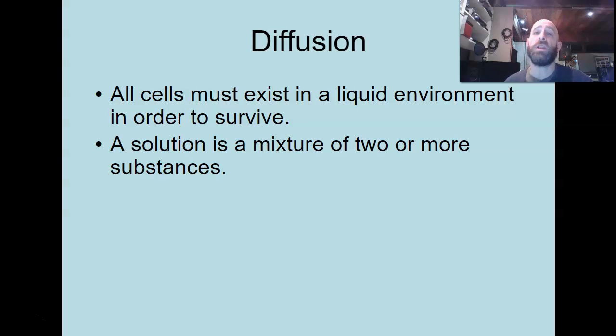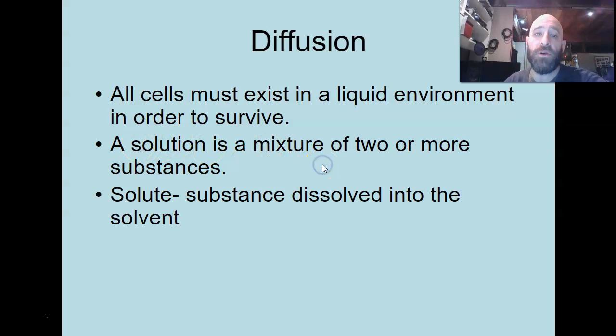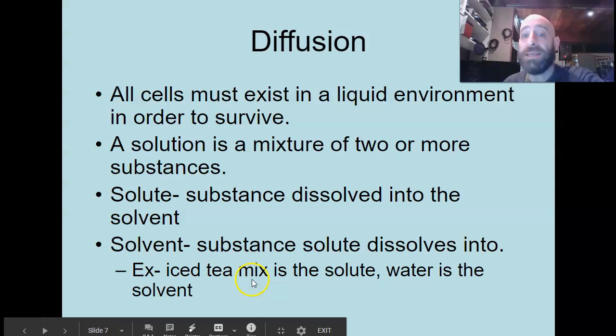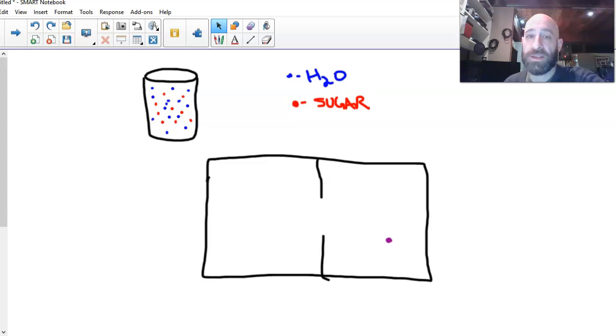So when you have a solution, you're always going to have a mixture of two or more substances. And we have a name for those, the solute and the solvent. And we've talked about this before when we said that water is the universal solvent. It's always the solvent. But the solute is the substance that dissolves into the solvent, and then the solvent is the substance that does the dissolving. So for example, iced tea mix is the solute, water is the solvent. So just in this little image here, this will give you that idea.